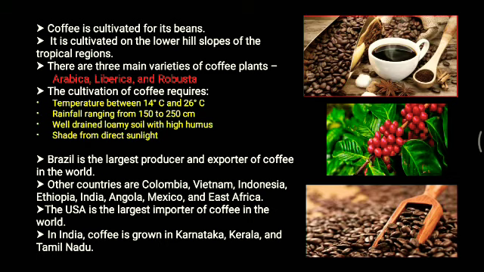Now there are three main varieties of coffee plants. First we have Arabica, second we have Liberica, and third we have Robusta. So these are the three varieties of coffee.